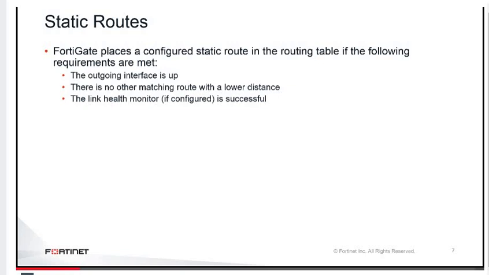FortiGate adds a static route to the routing table only if all of the following requirements are met. The outgoing interface is up. There is no other route to the same destination with a shorter distance. The link health monitor, if configured, is up.